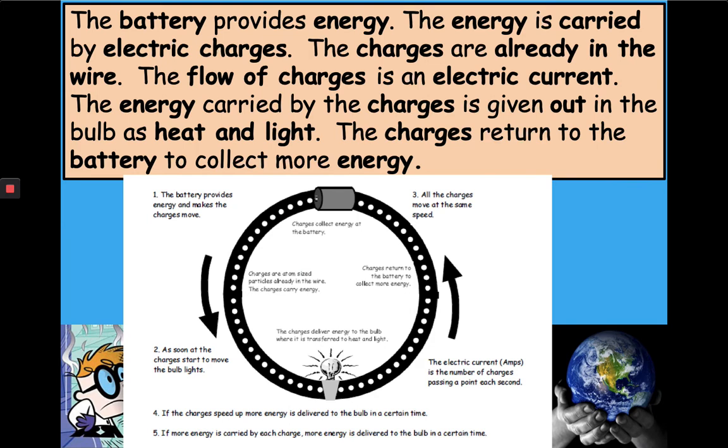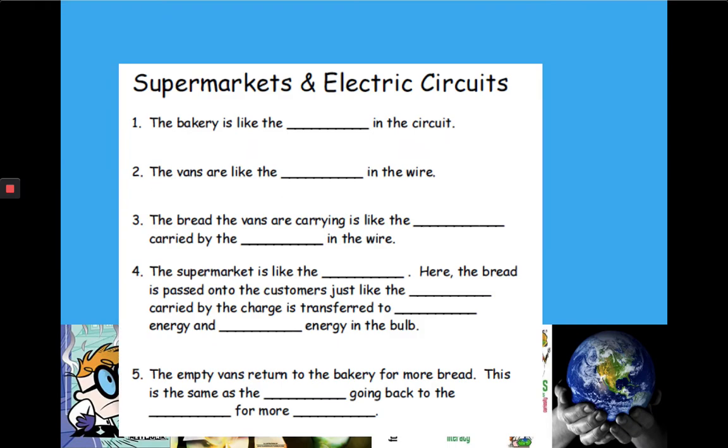So eventually, as it goes around the circuit, the particles will lose that energy and they need to regain some more energy. So they regain that charge at the battery again at the top. If the charges speed up, more energy is delivered to the bulb, as we know already. Same applies: if more energy is carried by each charge, more energy is delivered to the bulb in a certain time. So it's the same as before, we're just looking at it in a circuit this time.